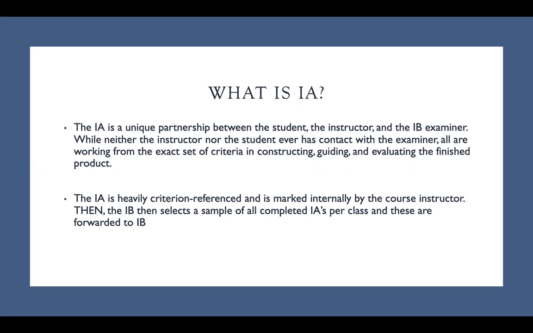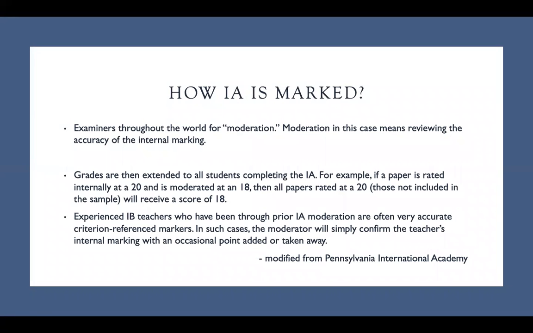The IA is heavily criterion referenced and is marked internally by the course instructor. Then the IB selects a sample of all completed IAs per class, and these are forwarded to IB for the external marking. How is IA marked?